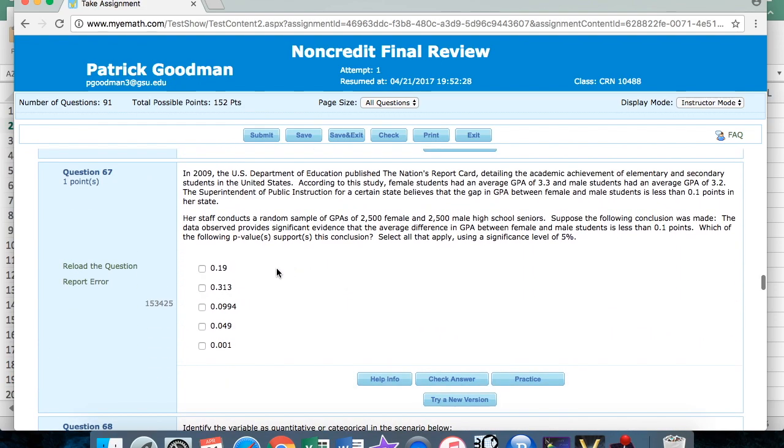So now look, same kind of problem, but look. Now it says, the following conclusion was made. The data observed provides significant evidence that the average difference in GPA between male and female students is less than 0.1 points. Which of the following p-values support this conclusion? So now we had data that was significant, right? So this means that we look for the p-values that are less than 5%.